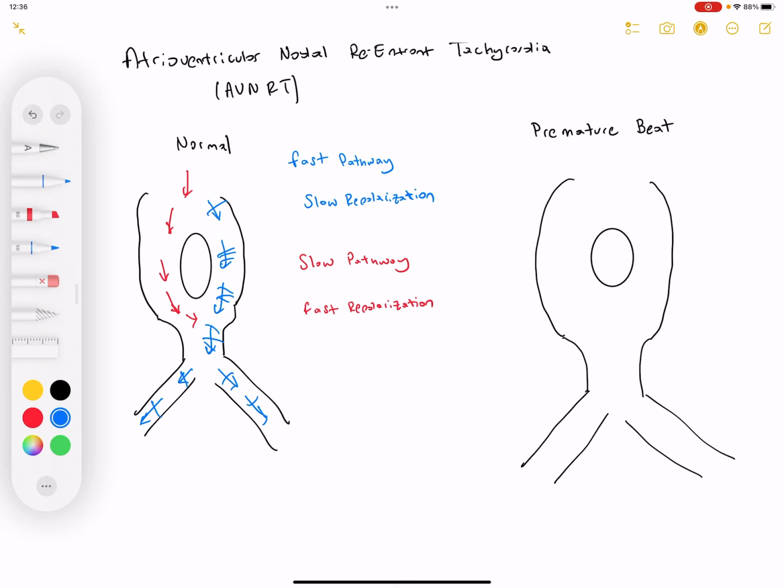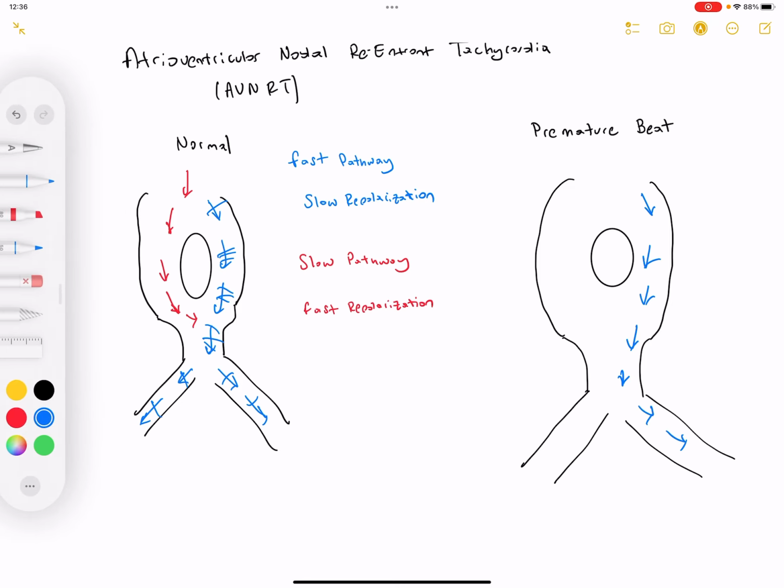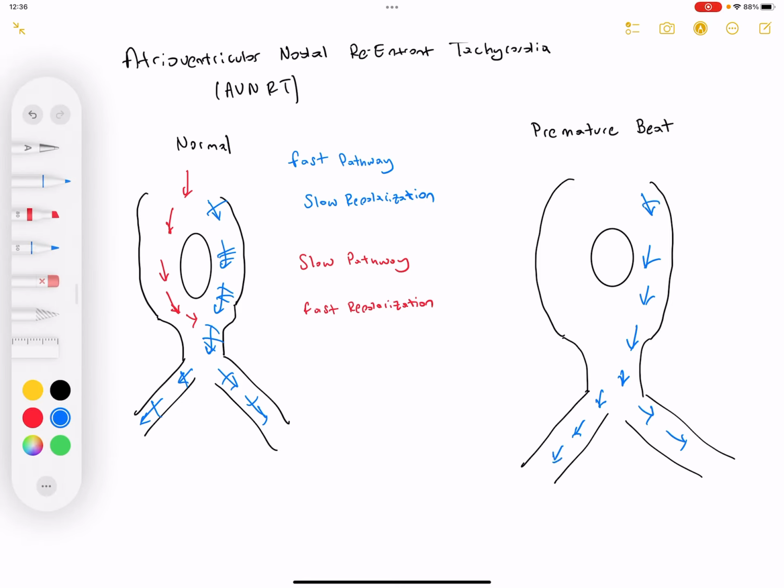Now, with a premature beat, this can happen when the fast pathway is basically repolarizing, and so only the slow pathway is able to transmit that signal. So as a result, we get that signal coming from the SA node, and since the fast pathway is repolarizing, it's not going to be able to transmit that signal. As a result, the only pathway that can do that is the slow pathway. So the slow pathway is going to start transmitting that signal.